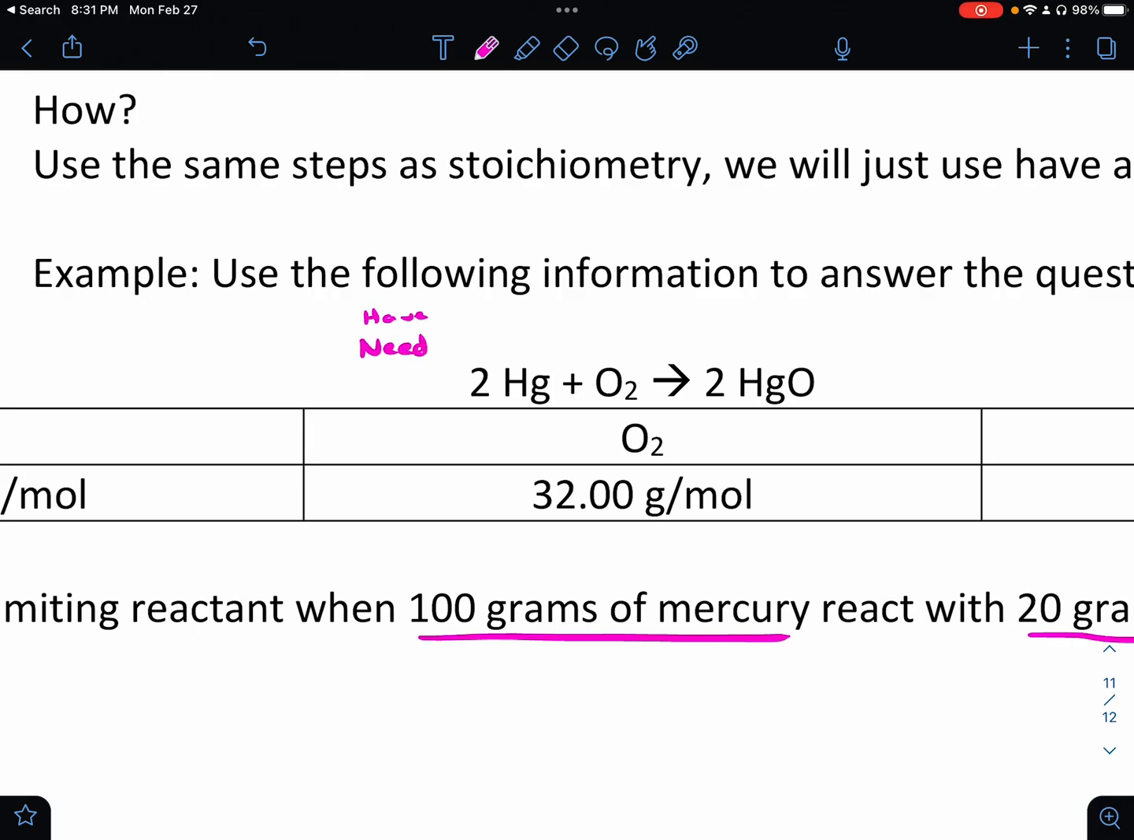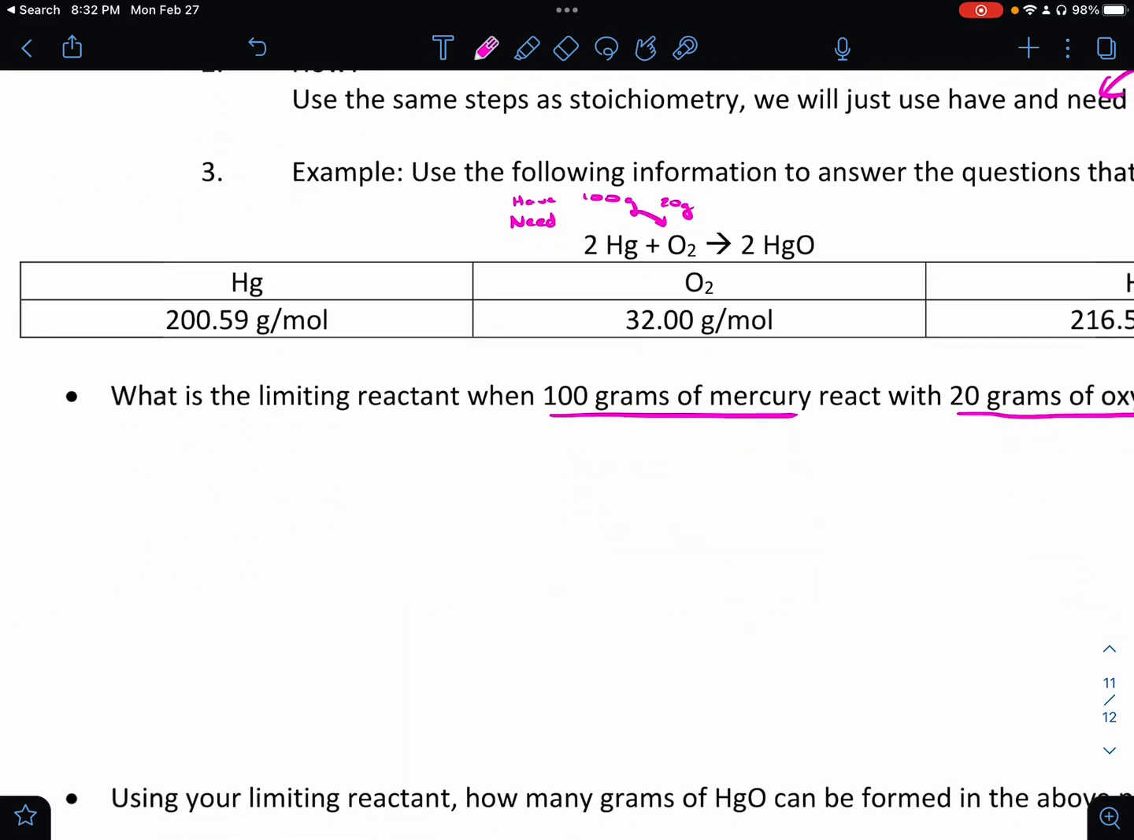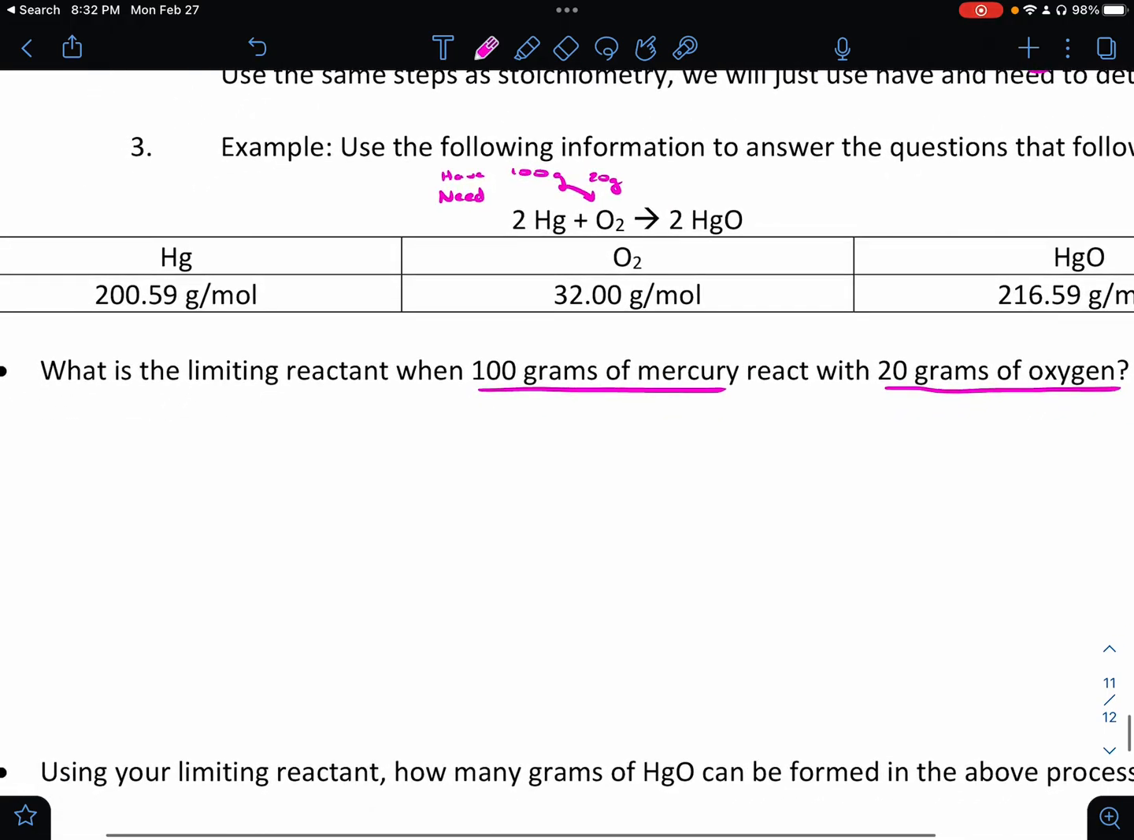I know I have 100 grams of mercury and I have 20 grams of oxygen. Now I'm going to pick one of these, either 100 grams or 20 grams, and go to the other reactant to see if I react all 100 grams of Hg, how many grams of O2 do I need? So let's do that. It's just a handy dandy stoic line. So let's see what we got.